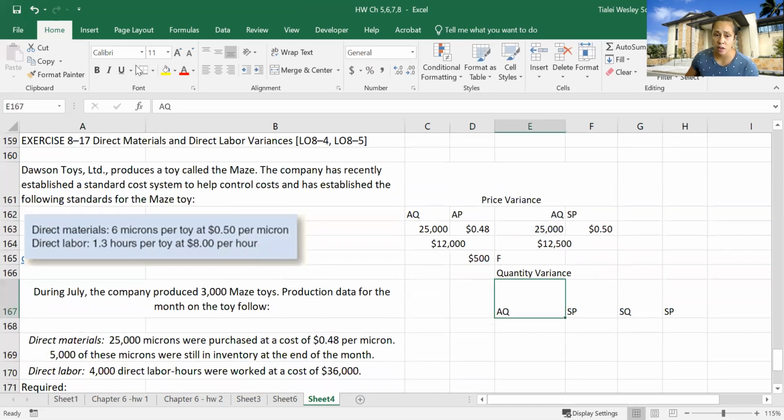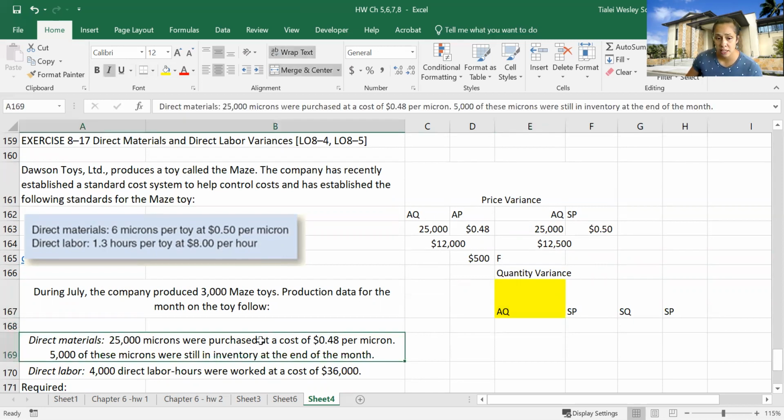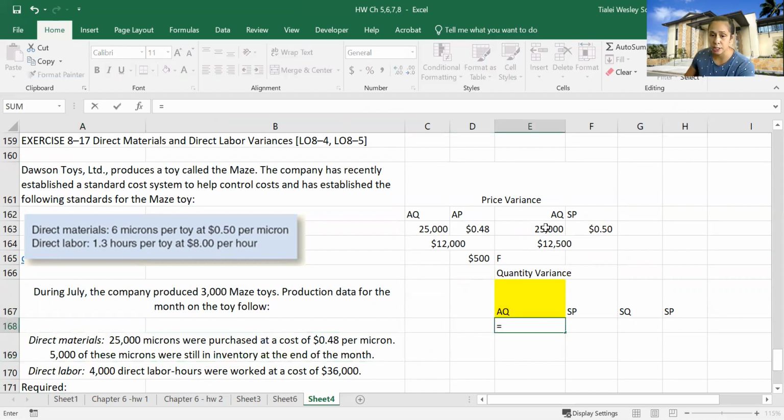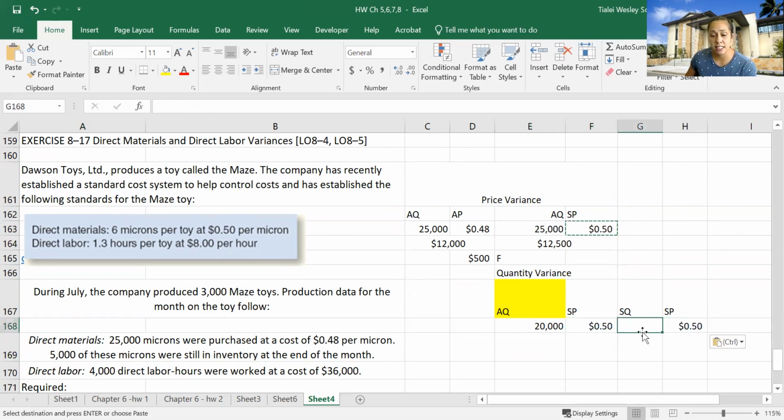And now, this actual quantity, be aware that for quantity variance, it's calculated on the quantity used in production. So they still have 5,000 left over. They started with 25,000. They're using 20,000 microns in production, like I was saying before. And same standard price, I'll just copy down that standard price. And standard quantity, they should be using 6 microns per toy. And I wouldn't want to compare 6 microns per toy to 20,000 total microns used in production.